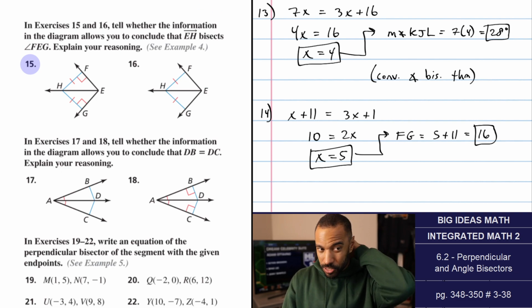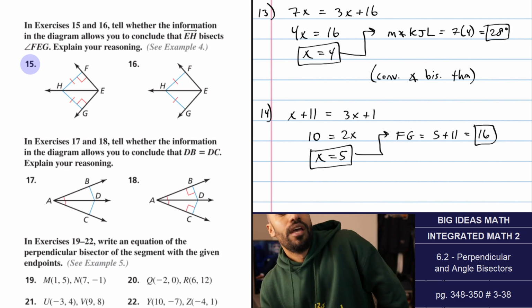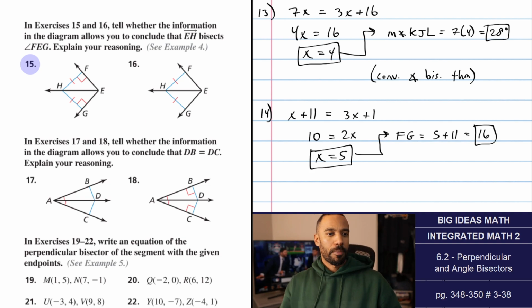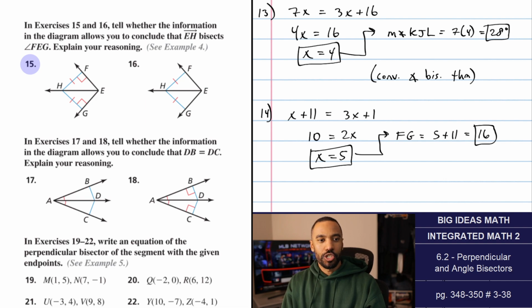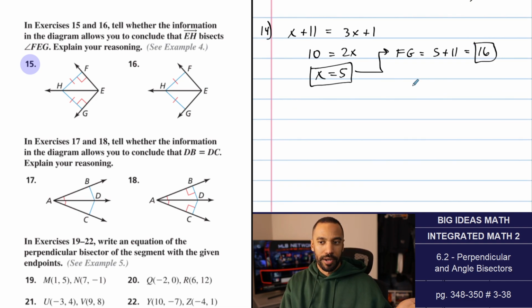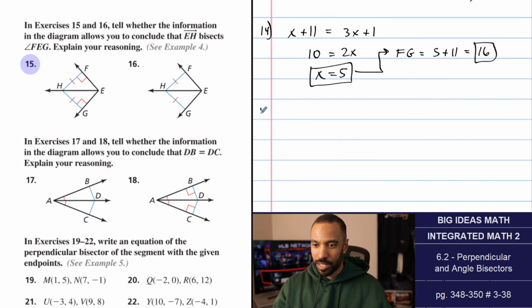All right, in exercises 15 and 16, tell whether the information in the diagram allows you to conclude that ray EH bisects angle FEG. Explain your reasoning. I'm going to assume that one is and one is not. That's good textbook writing if they have one that is, one that's not.